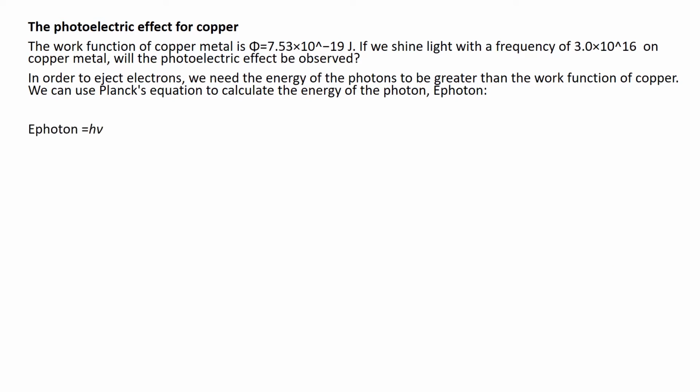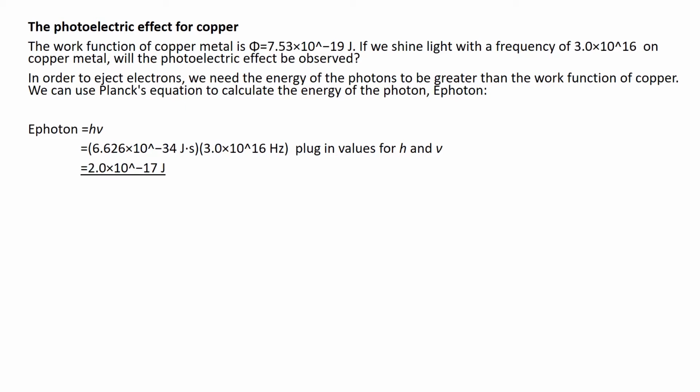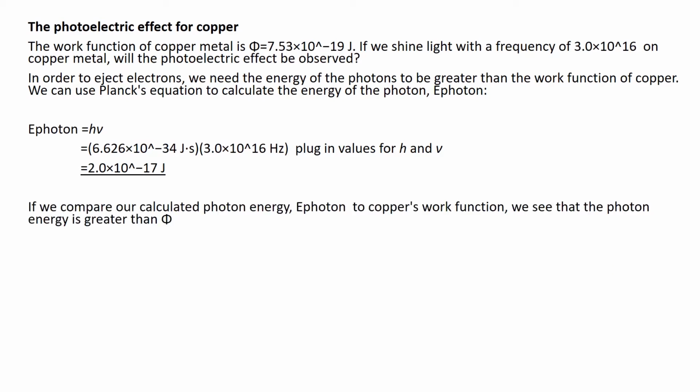So we have here the formula. Energy of photon is equal to hv. For the h and v, we just have to plug in the values. For h, which has the constant of 6.626 times 10 to the negative 34 joule, that will be multiplied to 3.0 times 10 to the power of 16 hertz. That will equal 2.0 times 10 to the negative 17 joule.